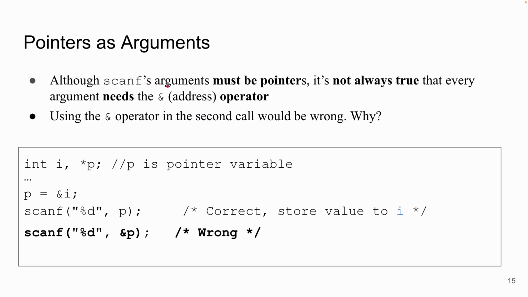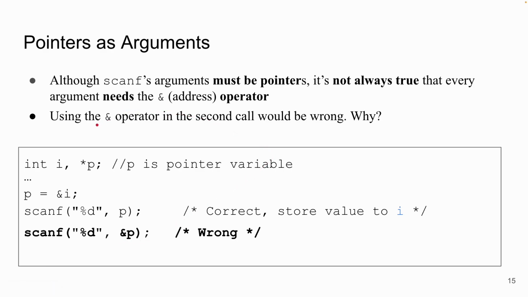Although scanf's arguments must be pointers, so we need to put pointers here, it's not always true that every argument needs the address operator, as long as the argument is a pointer. So we can check out the case here. We have a pointer variable called p, and we make p point to i. If I want to use scanf to store the input to p, actually I just write down p here instead of &p.